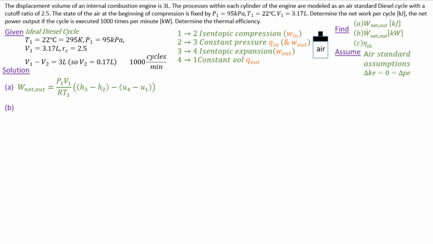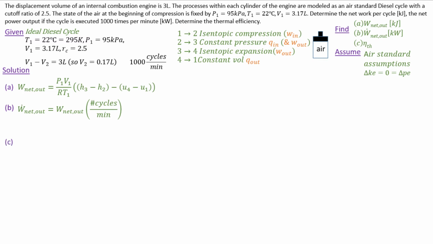It wants it in kilowatts, so later we're going to have to make sure that we pay attention to our units. The power net output is going to be in kilojoules per second. So part A is calculated in kilojoules, and part B will be kilojoules per second. We're going to do kilojoules per minute and then convert it to kilojoules per second. So it's work net out times the number of cycles per minute, because each cycle generates the same work net output as what's calculated in part A.